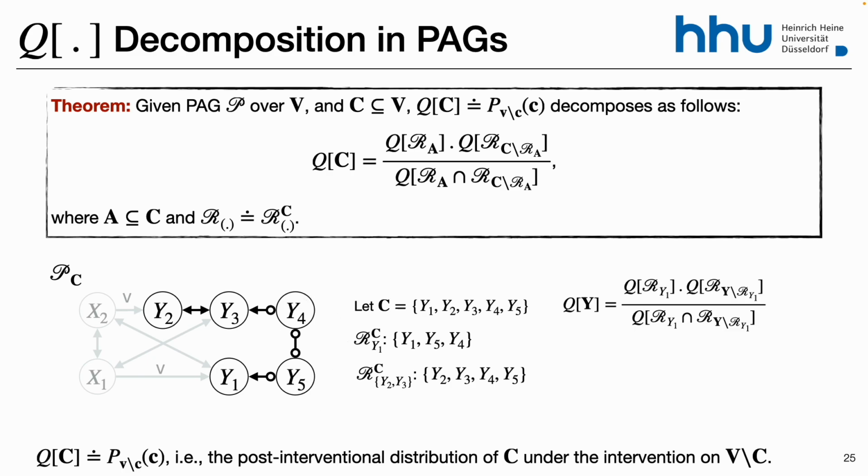Then the factorization is going to be the Q of the region of y1. Let's just go back here. So the Q of y is going to be the Q of the region of y1. So it's the Q of y1, 5, and 4, this one. Then the Q of y minus the region of y1, which was this one here. So it's the Q of y2, 3, 4, and 5, divided by the intersection of these two regions, which is 4 and 5, which is here.